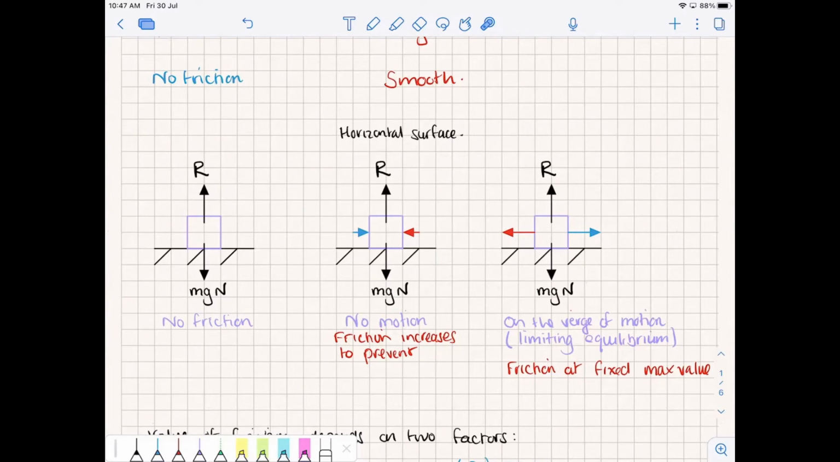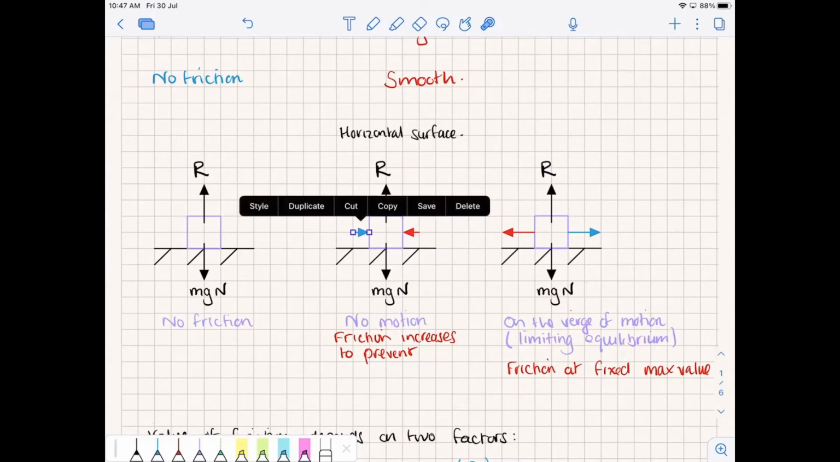Now, the amount of friction that's generated is something we're going to look at in a second, but if the object remains in equilibrium, in other words, there's no change in acceleration, friction can actually increase. So remember, for an object to remain in equilibrium, the forces must be zero.